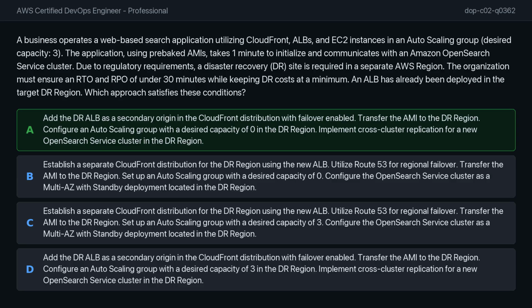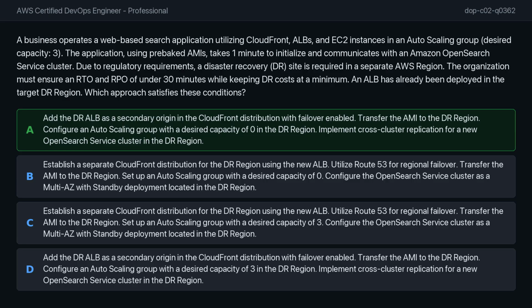In my view, the correct answer is option A. To minimize ongoing costs while meeting a 30-minute RTO and RPO, a pilot-light DR strategy is the most effective approach. Configuring the CloudFront distribution with origin failover allows for seamless traffic redirection to the DR region if the primary region becomes unavailable. An auto-scaling group with a desired capacity of 0 in the DR region minimizes costs. When disaster strikes, the capacity can be increased to 3.